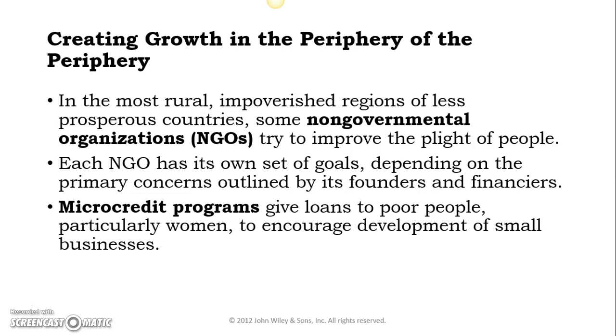Each individual NGO has its own set of goals, and those goals are really based around whatever the primary concerns are by the founders and by the financiers, so the people who are paying for it. So it could be a focus on, say, eliminating malaria, or it could be a focus on getting girls to school, or on healthcare. Each one's going to have something slightly different that they focus on.